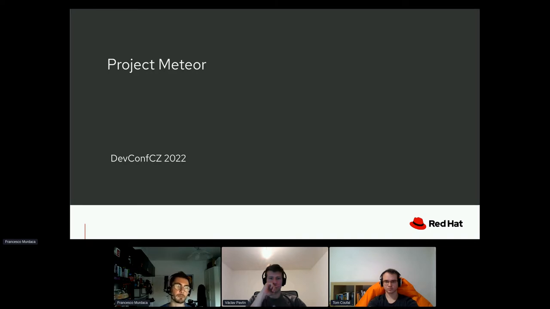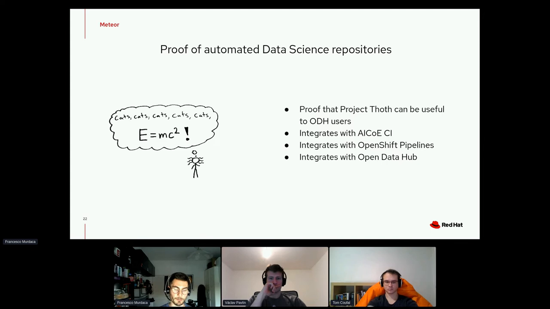Then we have Project Meteor, which is another project that was started in the Open Services group. Project Meteor is basically a proof of concept for integrating all these tools with the daily tools used, for example, on Open Data Hub. We want to integrate all these pipelines and run them on Tekton or OpenShift Pipelines, and provide this added value to the work of the data scientist.